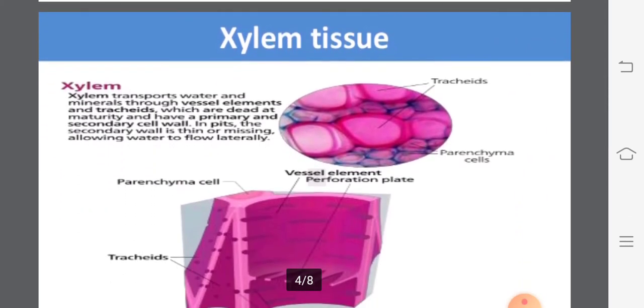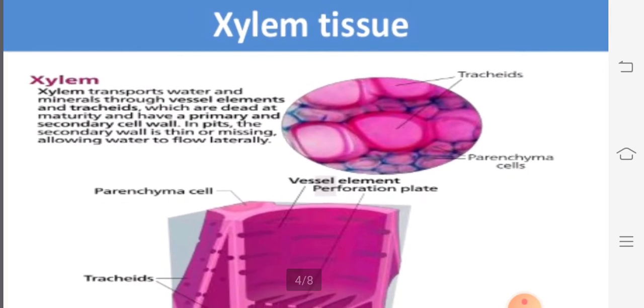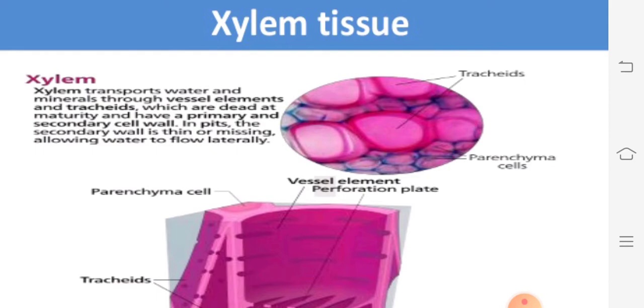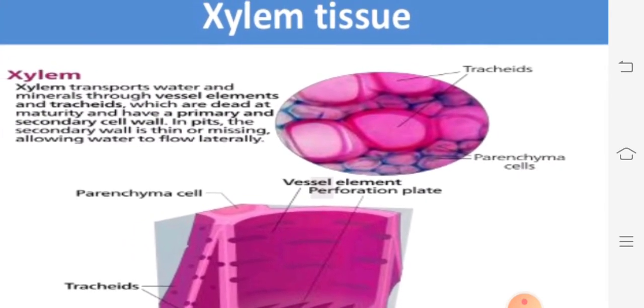Here is again a good photograph for our study. The xylem tissue, as you are observing, after staining in practical turns pink in color, due to safranin. The larger cells are the tracheids, and the smaller, thin-walled cells are the parenchyma cells. The main function of xylem is to transport water and minerals through the vessel elements and the tracheids, which are dead cells at maturity and have a primary and a secondary cell wall. Generally the pits are present in the secondary wall, which are thin, allowing the water to flow laterally.